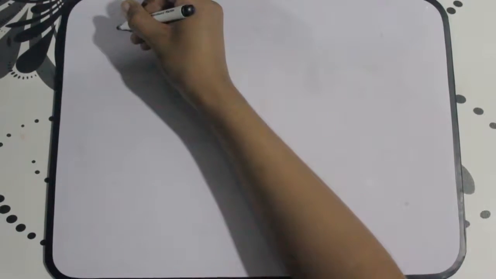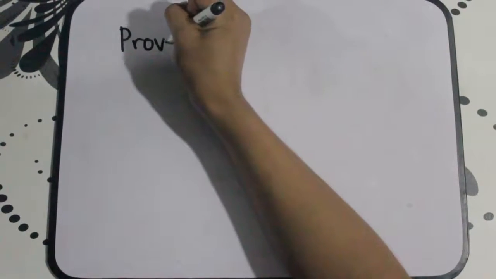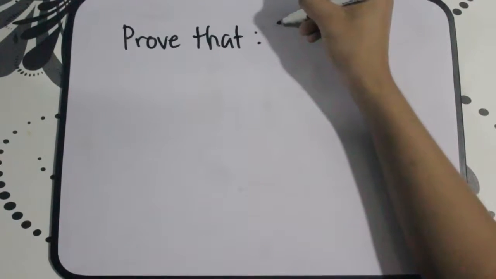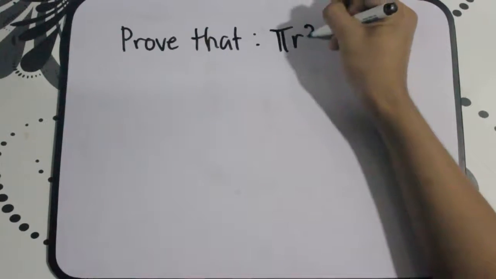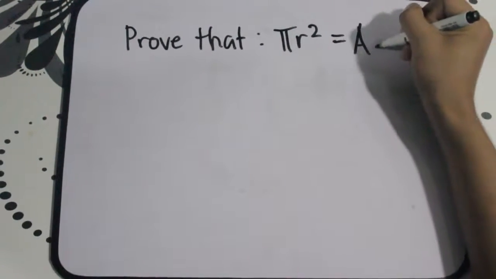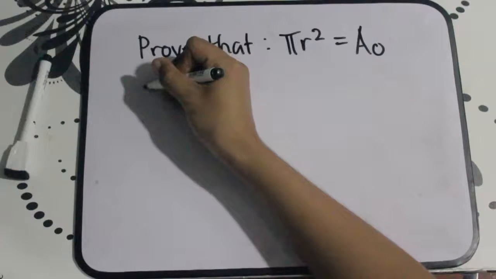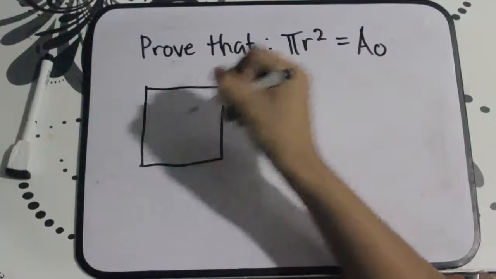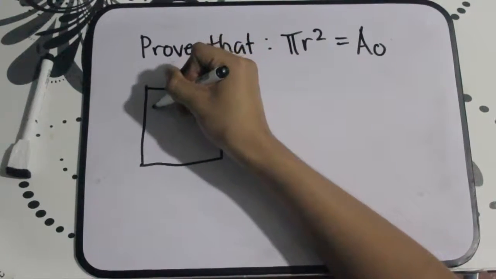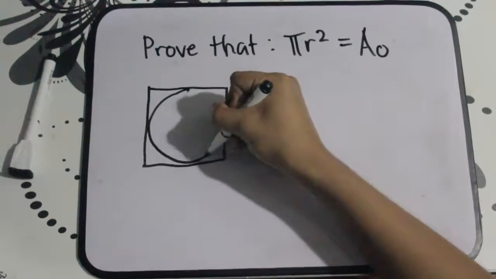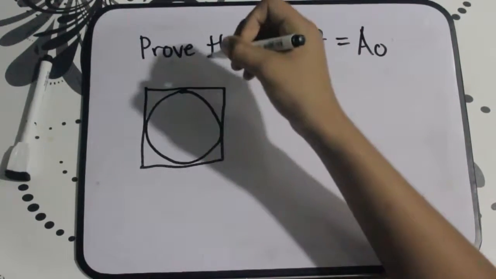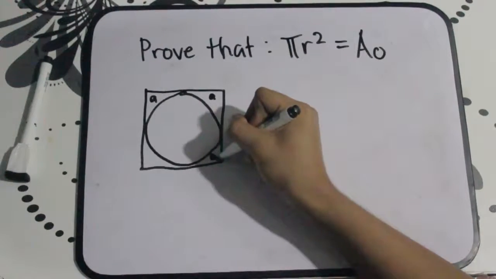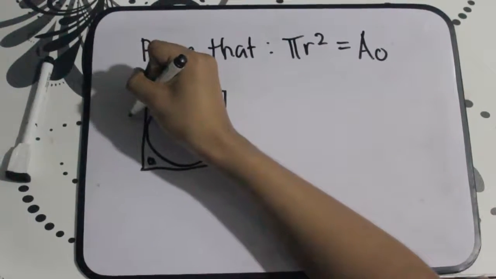Okay, so today we're going to prove that pi r squared is equal to the area of a circle. So we're going to draw a square, and within the square we're going to inscribe a circle. We're going to label the remaining triangles as A, and one side of the square as S.